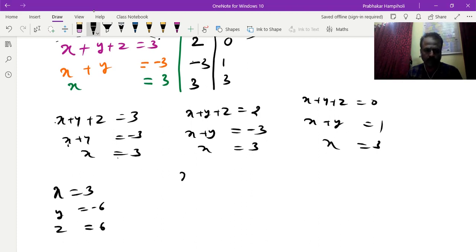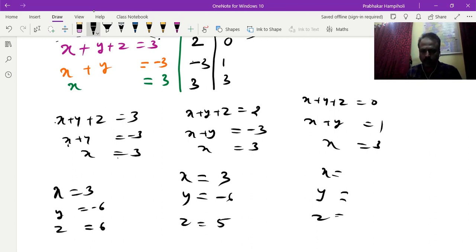Similarly, if you solve these values, you get x, y, z here. I will wait for you to solve. Correspondingly, a little change you will get. The second solution, you will get it as 3, minus 6, 5. And the third solution, you will get it as 3, minus 2, minus 1.